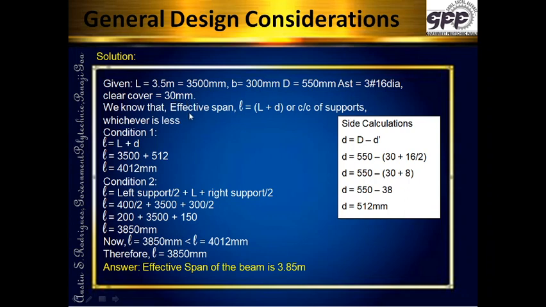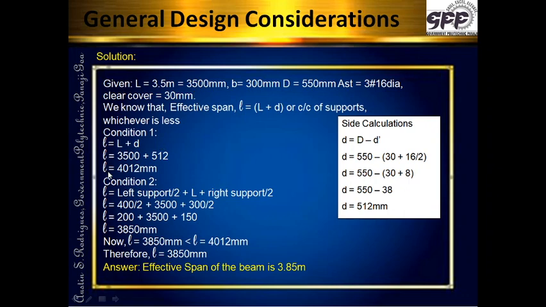Now we know that effective span has two conditions. One is clear span plus effective depth, or the second condition, center to center distance between the supports. It says whichever is less between the two. Let us look at condition 1. The effective span small l is equal to clear span plus effective depth. We already have been given clear span as 3500 mm.